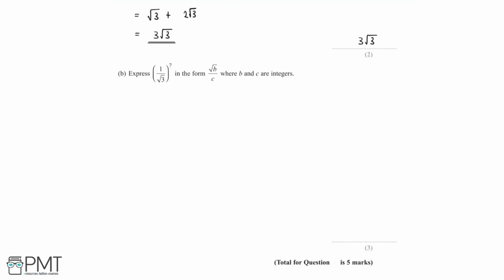Now in part B, we need to express 1 over root 3 all to the power of 7 in the form root b over c, where b and c are integers. Well, we can say that 1 over root 3 all to the power of 7 is equal to 1 to the power of 7 over root 3 to the power of 7. Before we continue, let's simplify root 3 to the power of 7. Now root 3 to the power of 7 can be written as root 3 to the power of 6 multiplied by root 3 to the power of 1.